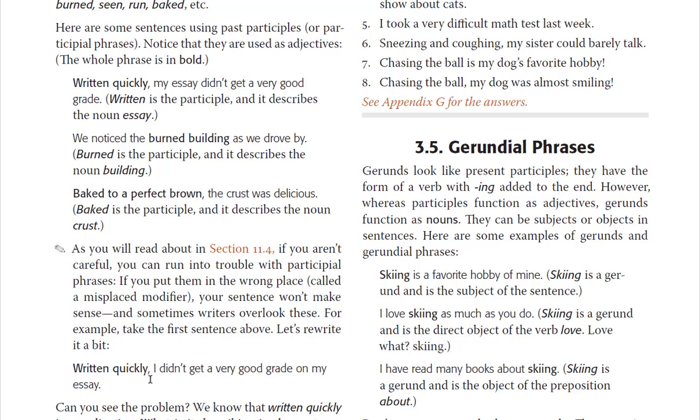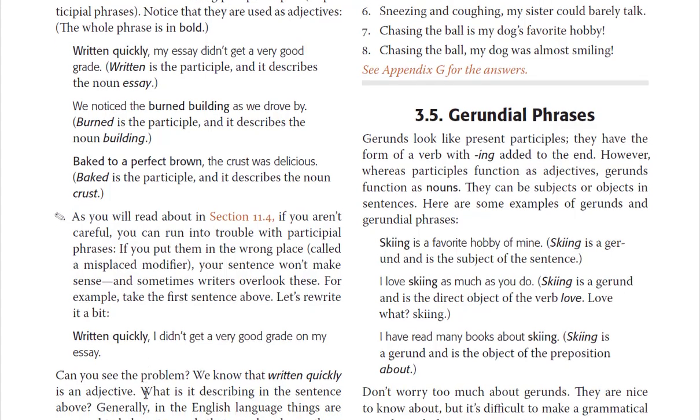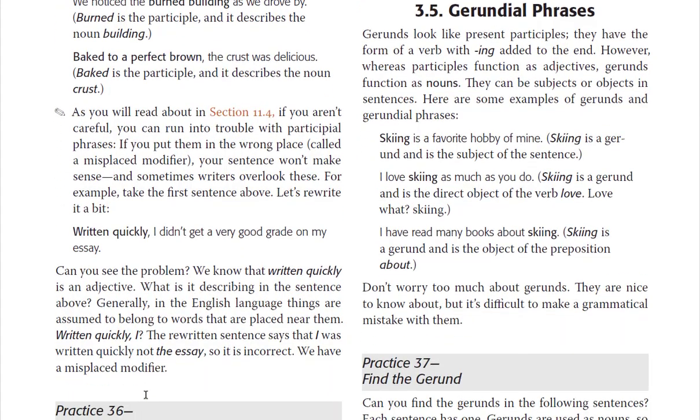Written quickly, I didn't get a very good grade on my essay. We know that written quickly is an adjective, but what is it describing? Generally, in the English language, things are assumed to belong to words that are placed near them. Written quickly, I, and therefore the sentence says that I was written quickly, not the essay. So it is incorrect. So we have a misplaced modifier or a dangling modifier.